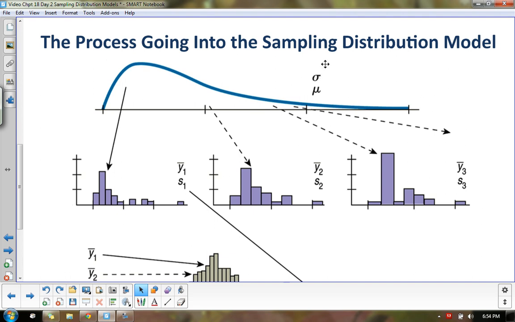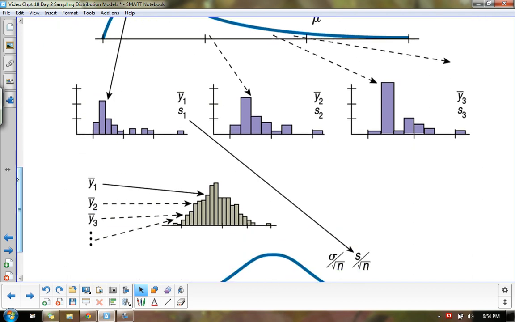and I can take samples from it. Here's my first sample, and you probably expect your samples to follow the same distribution of the population model. So here's sample 1, here's sample 2, here's sample 3. But what I'm going to do is go into each of those samples and calculate the mean. The mean is y bar. That's the mean of this sample. And lowercase s is the standard deviation of this sample. Y bar, mean, standard deviation, mean, standard deviation.